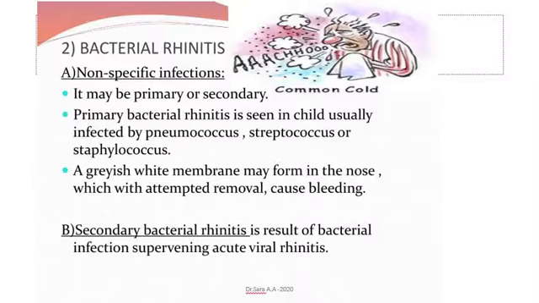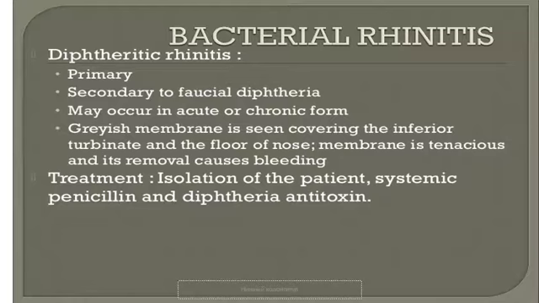viral rhinitis. About the bacterial rhinitis, it may be a non-specific infection and may be a secondary bacterial rhinitis. The non-specific infection may be primary or secondary. The primary bacterial rhinitis is seen in children, usually infected by pneumococcus, streptococcus, or staphylococcus, and a grayish-white membrane may form in the nose, which with a temperature can also cause bleeding. The secondary bacterial rhinitis is a result of bacterial infection supervening acute viral rhinitis.